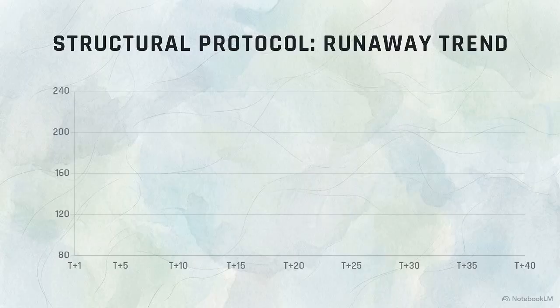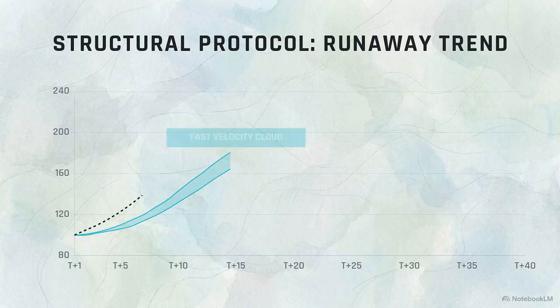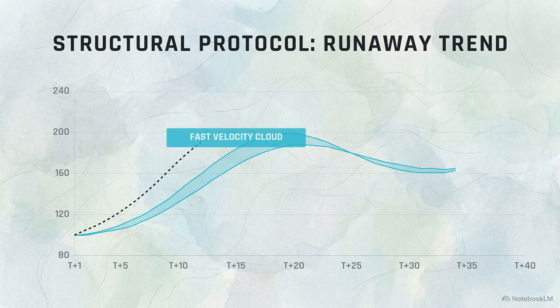The first layer of the powertrain is the fast velocity cloud, composed of the 8 and 13 EMAs, tracking high-torque institutional momentum. In a runaway market, the price rides entirely outside this velocity cloud. High-momentum price bars will not close inside this boundary.